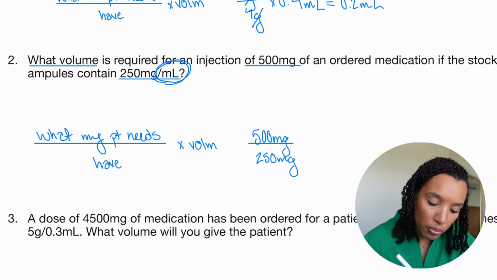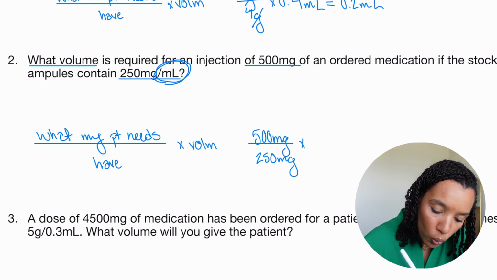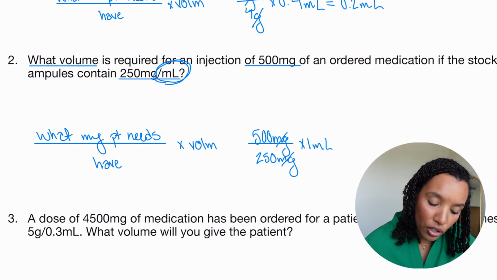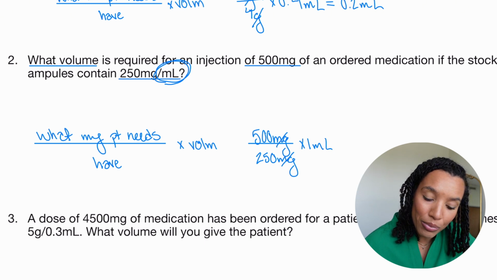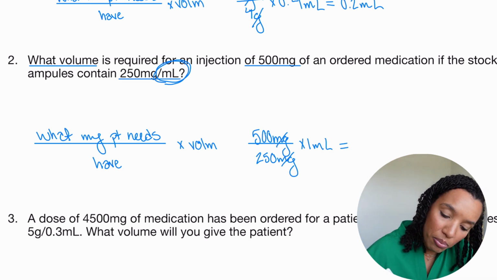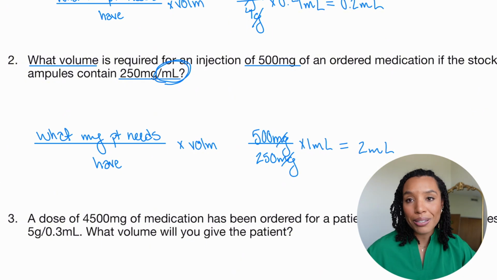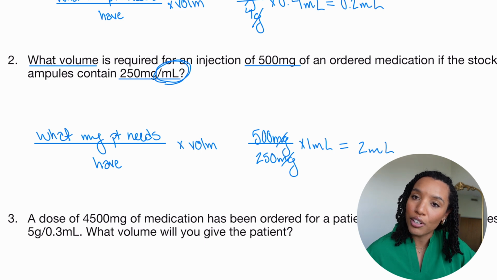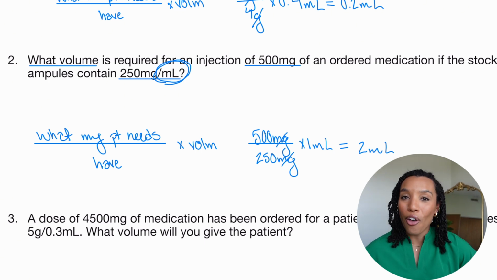We've got 500 milligrams, what my patient needs, divided by what I have, 250 milligrams per 1 milliliter. So again, I've got milligrams over milligrams. That's perfect because those are going to cancel. 500 divided by 250 is 2 times 1 is going to give me 2 mL. So what this means is to give my patient 500 milligrams in my syringe, I would draw up 2 milliliters of that medication. And there we have solved number 2.